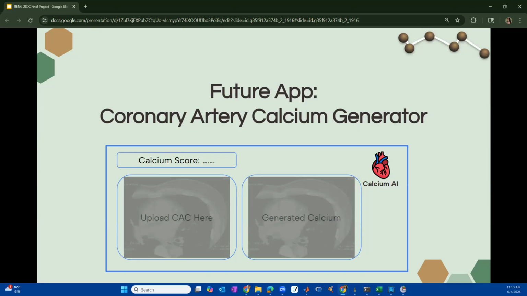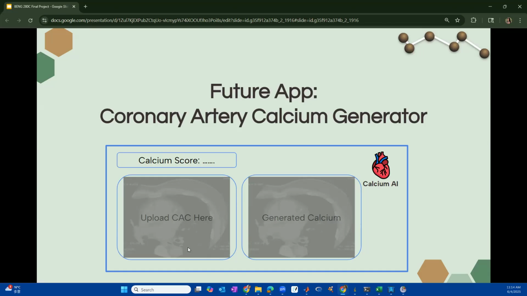So we wanted to build a simple interactive app, something clinicians or researchers could use without needing to run the code. The idea is just that the users input a desired calcium score and have the model generate lesions that match that score. And on the left hand side, you upload a non-contrast CAC scan. They can have an arbitrary number of lesions or no lesions in it.